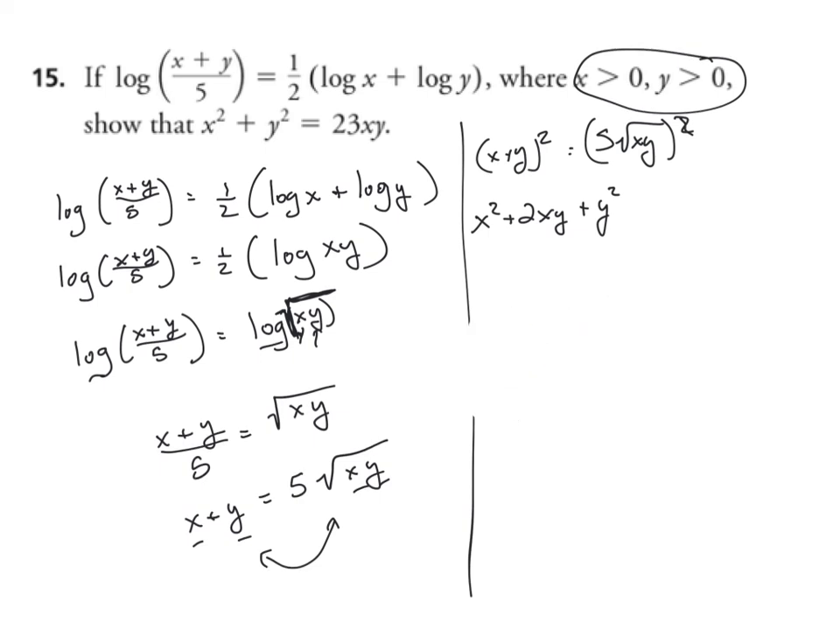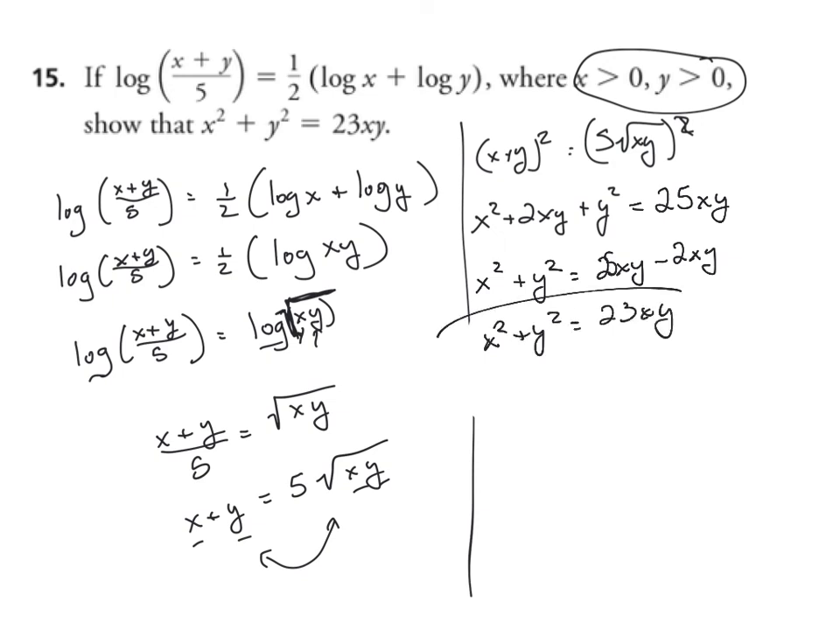All right, and that is equal to the other side squared: 5 squared is 25, and root xy squared is xy. And so we have x squared plus 2xy plus y squared equals 25xy. Minus 2xy, that came to the other side. So x squared plus y squared equals 23xy. And that is what we wanted to show. So that works for me.